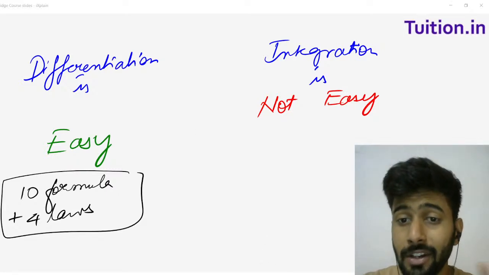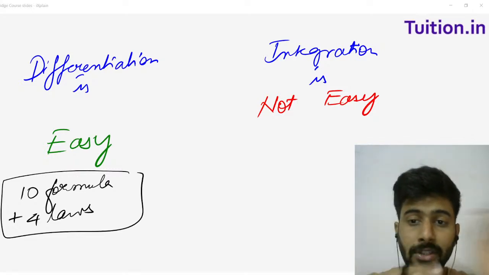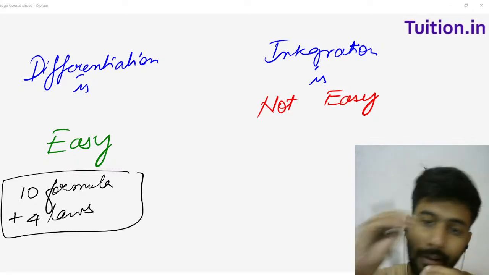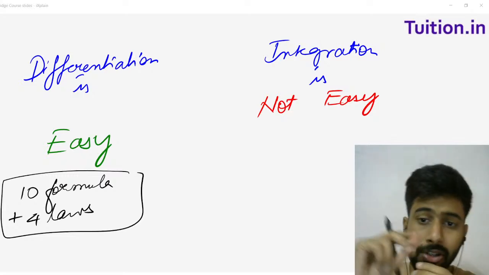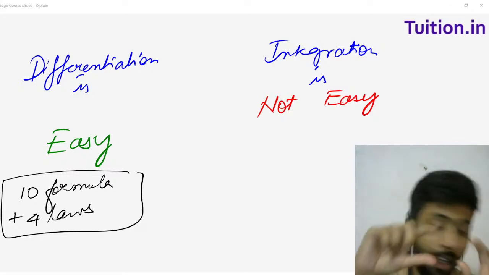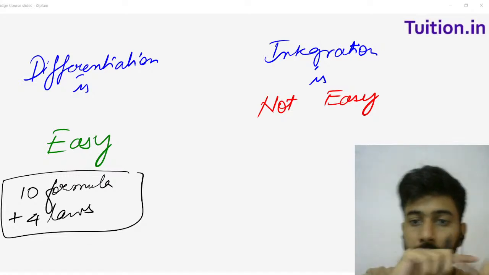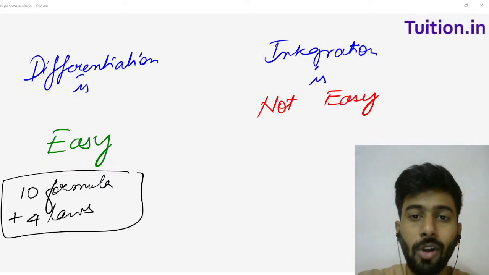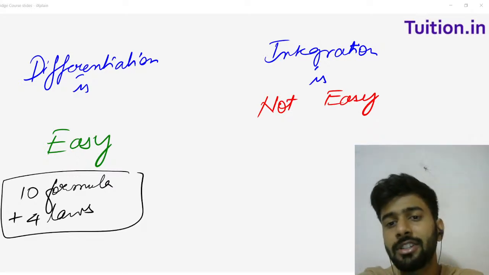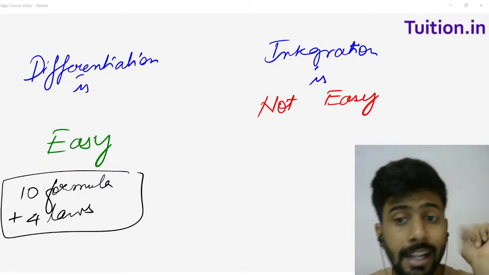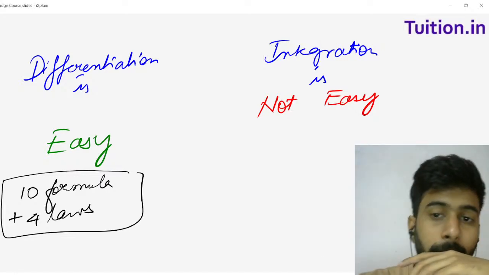What do I mean by ugly functions? Functions which are composite of each other, like inside one function you have one more function, inside that you have one more function, like those block diagrams. If I make many of those block diagrams, differentiation is still easy on that, but integrating that function is not easy. And why is that?